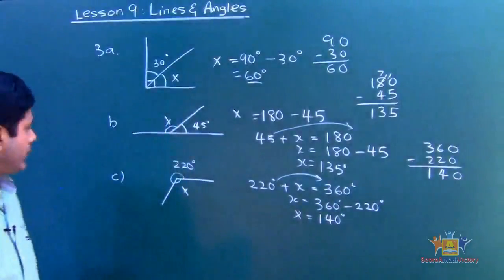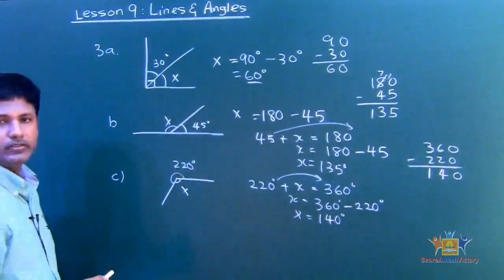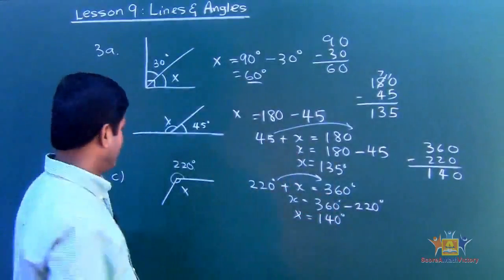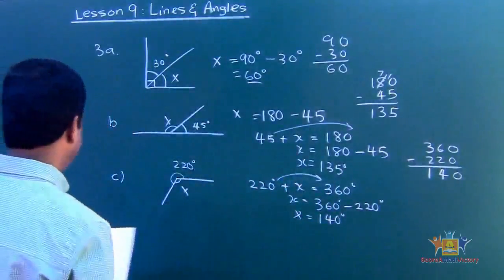Okay, x equals 140. So this is 140 degrees, because when you add both of them, it should give you 360. Okay, now let's look at problem D.